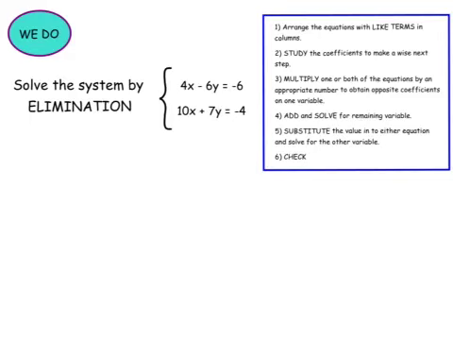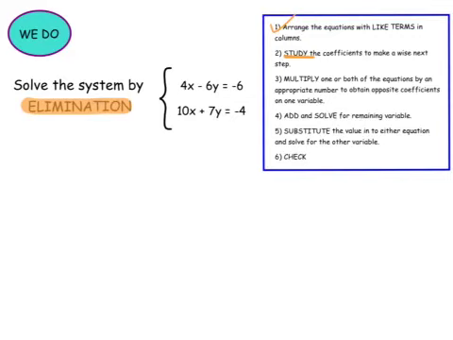So our final answer was the coordinate (8, 8). And last but not least, we have another problem, which we once more need to solve by elimination. Now, notice it's already arranged in columns, so step 1 is done. However, if we're studying our coefficients, notice we have a 4 and a 10, and we have a negative 6 and a 7.